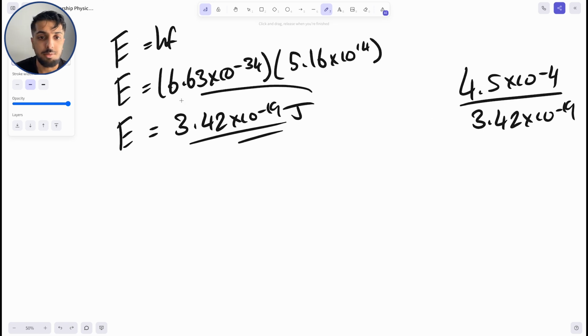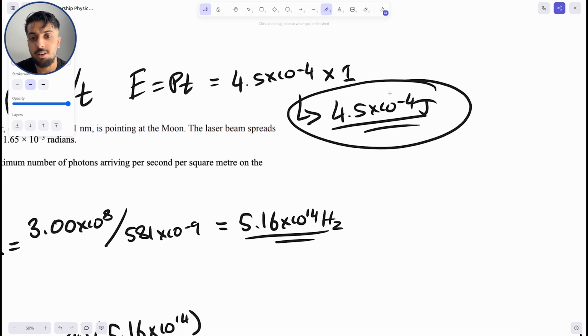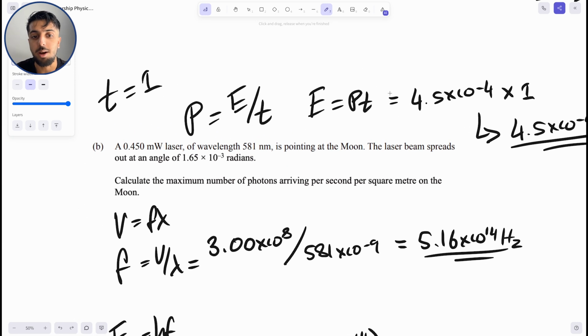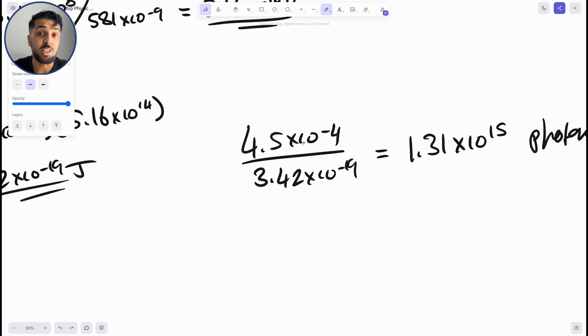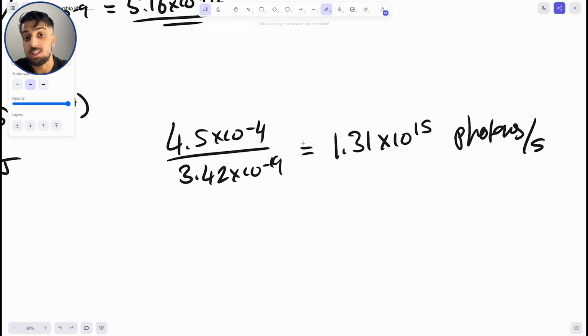So just to recap, this energy right here is the energy of a single photon, and this energy right here is the energy emitted by the laser per second. So if we take the energy produced by the laser per second and divide it by the energy of a single photon, we get the amount of photons per second.